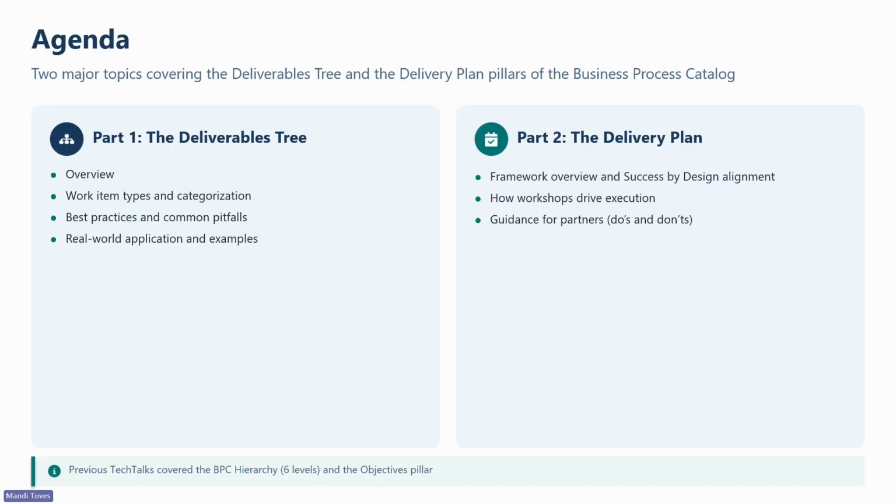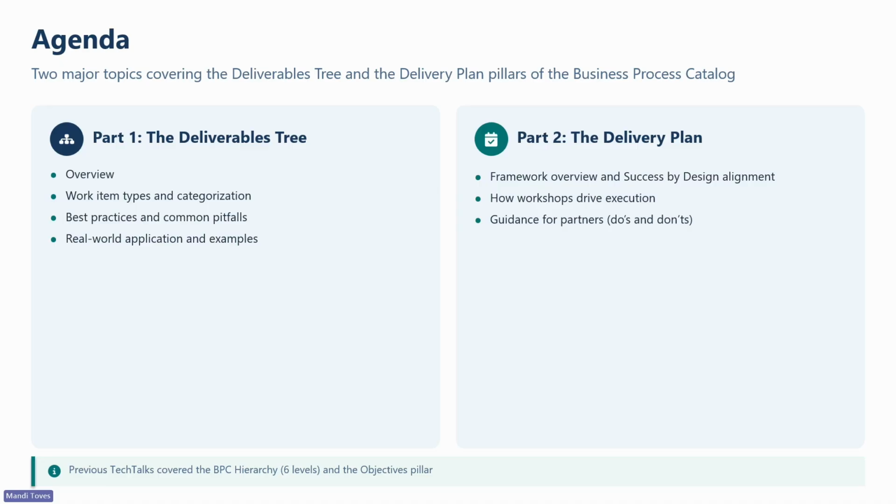Here's our agenda for today. We're covering two main topics, as I said in the intro, both pillars of the business process catalog that deal with execution. Part one is the deliverables tree. This is where we define what needs to be configured and built. We'll talk through an overview, some work item types and categorizations, best practices, and also real-world applications and examples, followed by a demo.